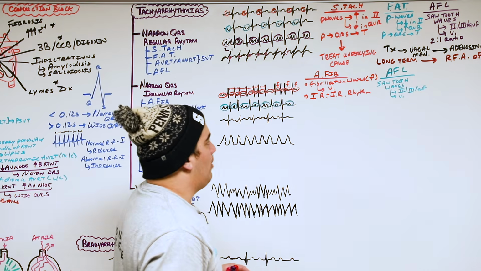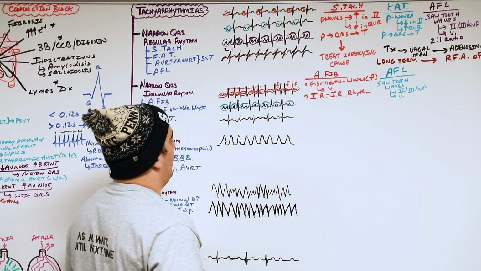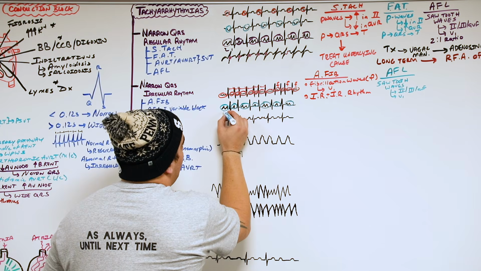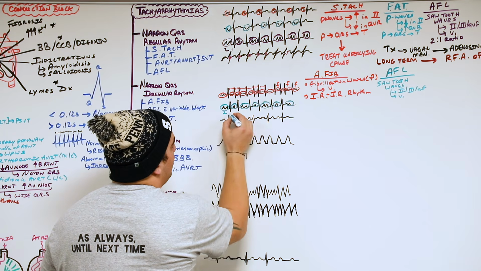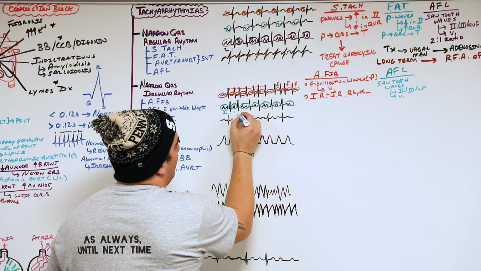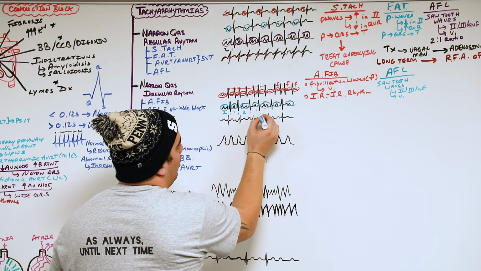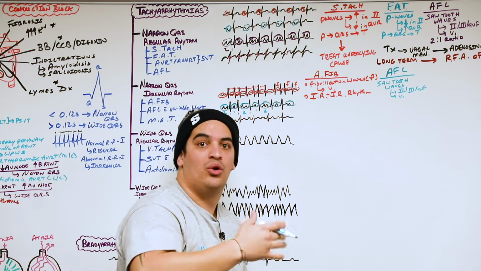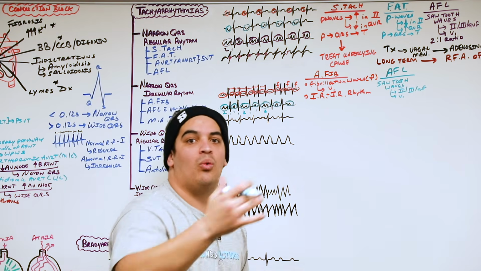Here's the thing we have to talk about: we said atrial flutter over there was a regular rhythm, so let's explain why it's irregular here. Look at the flutter waves. Two flutter waves, one QRS complex. One flutter wave, one QRS complex. Two, one, one, and then two. You keep going back and forth between a 2-to-1 ratio and a 1-to-1 ratio.